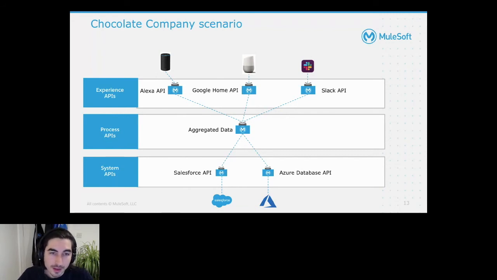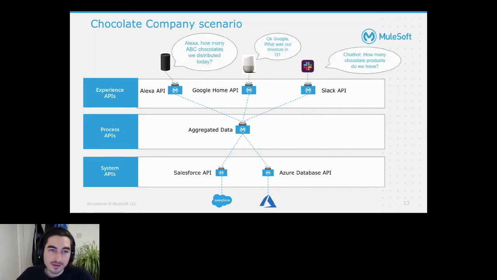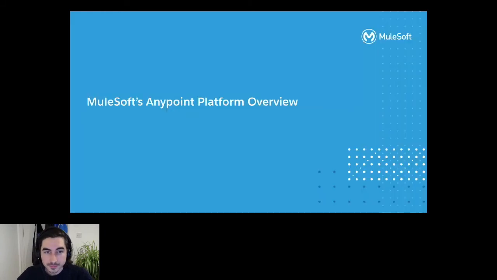The one from Alexa, the Google Home, and the Slack through Slack bots, so that you can just write a command on Slack, and you will retrieve that information. Some of the messages that you can think about. So how many ABC chocolates were distributed today? Or maybe what was our reviews or revenue in Q1? Or maybe how many chocolate products do we have available in inventory? Imagine that you're one of the stores, to mention one.